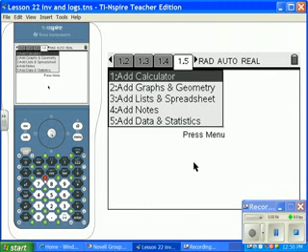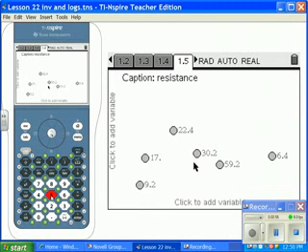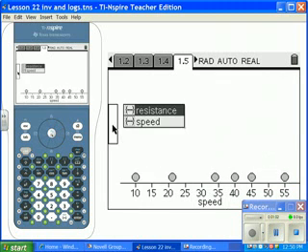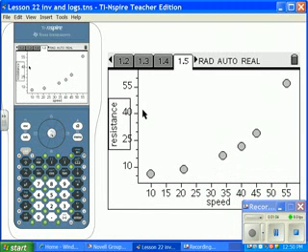So Control I, you're going to go to Data and Statistics, which is choice 5. Speed was our domain, so that's going to go on our x. And our range was resistance, that's going to go on our y. Notice that when we graph this, it gives us a very nice curve. Now if we wanted to put in a correlation or a regression line, we would choose exponential. But right now, we're just going to look at it for what it is.